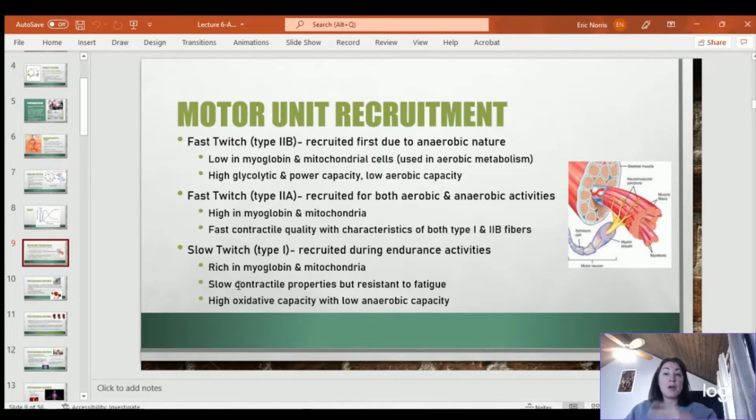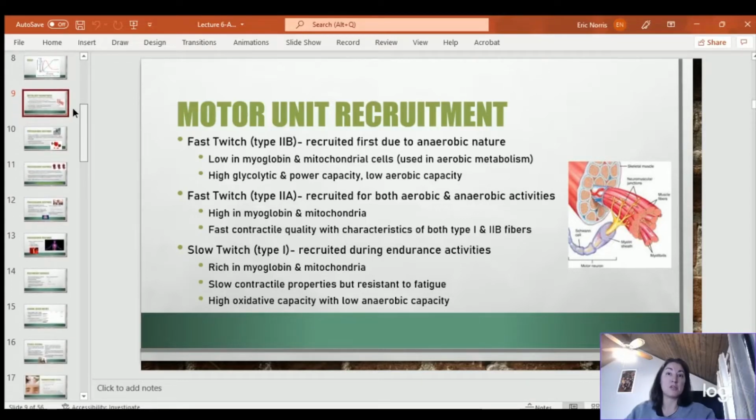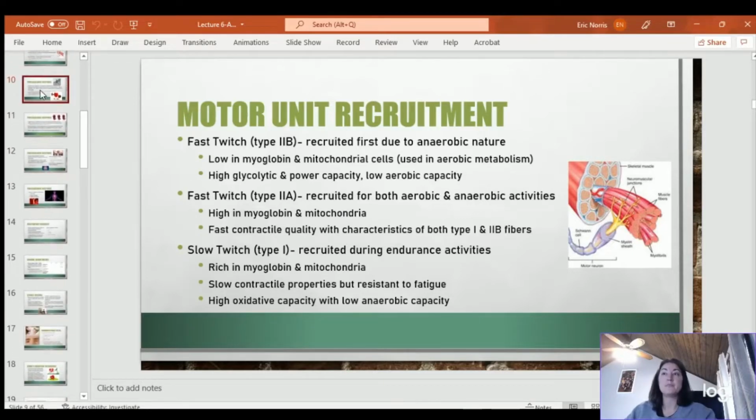So it takes a little while to warm these fibers up, but once they get going, they keep going until you need to stop. They are high in oxidative capacity, meaning they use a lot of oxygen, and low in anaerobic capacity. They can't do very much work without the use of oxygen.